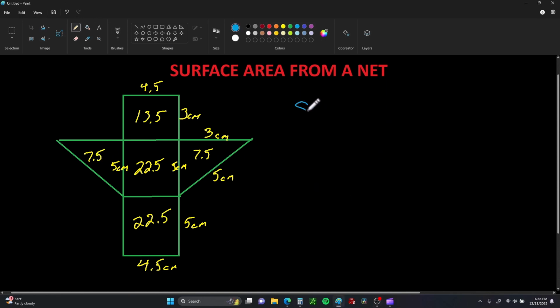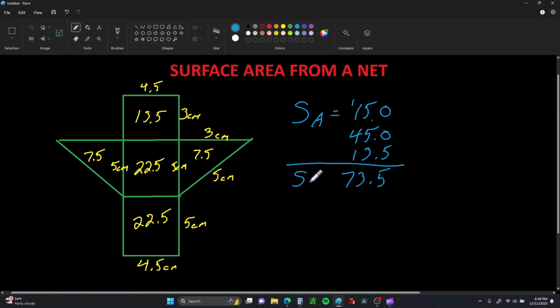Now what we do is we just put surface area equals, so 7.5 twice is 15. And then we have 22.5 and 22.5, well that's 45. And the final one is 13.5. And I just add. And the surface area here is 73.5 centimeters squared.